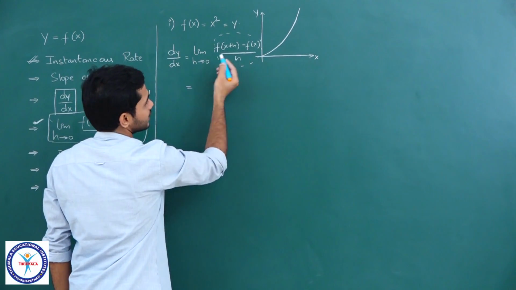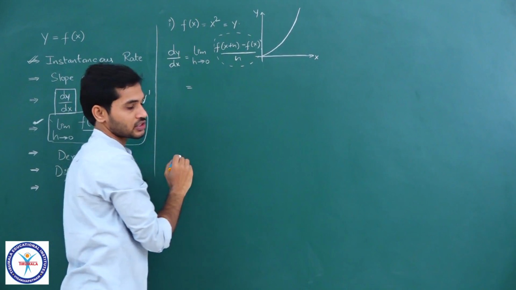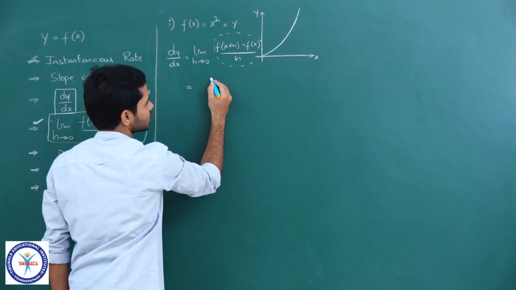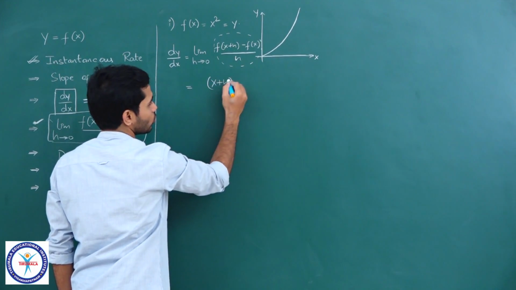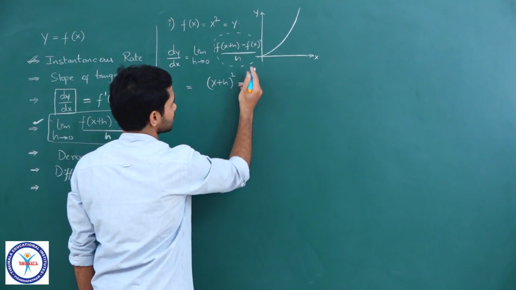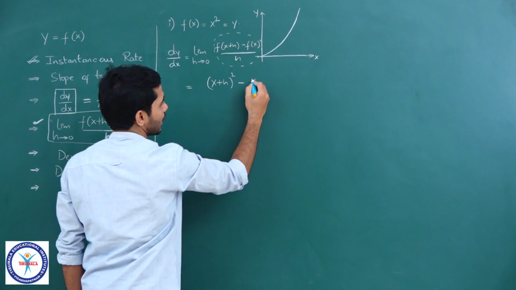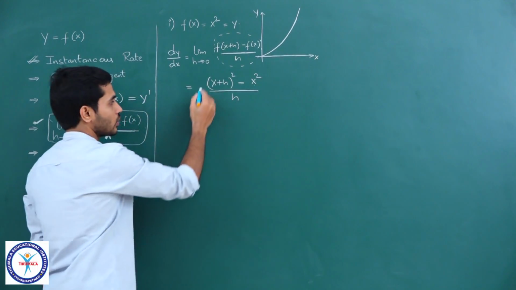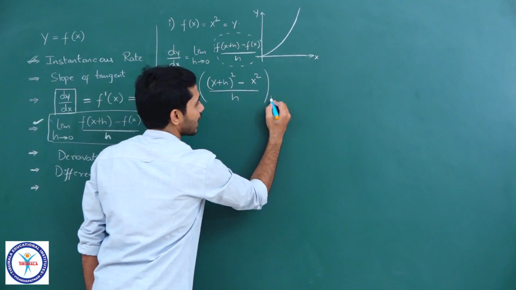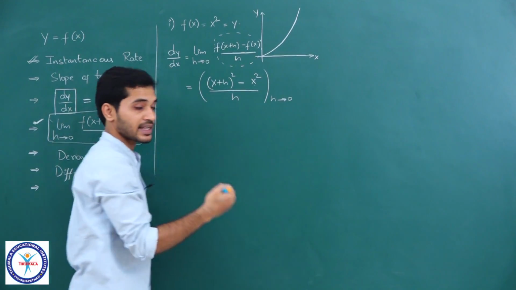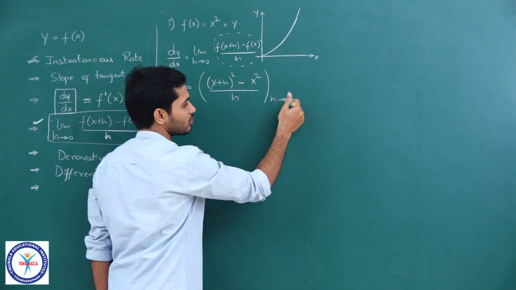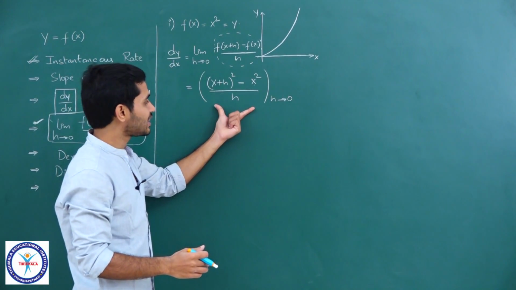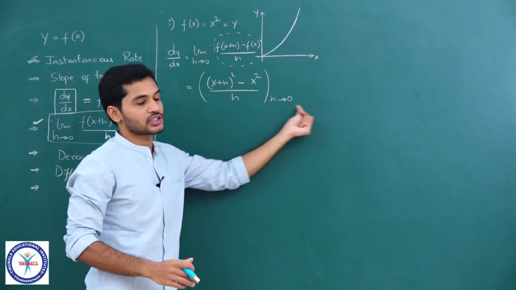So, what is f of x plus h? If f of x is x square, can you say f of x plus h is nothing but x plus h whole square, minus f of x? F of x is nothing but x square, divided by h. Remember, we need to calculate the value of this function as h tends to 0, as h approaches 0. I am not writing the limit because you are not very much aware of that representation. So, we just need to calculate this value as h tends to 0.